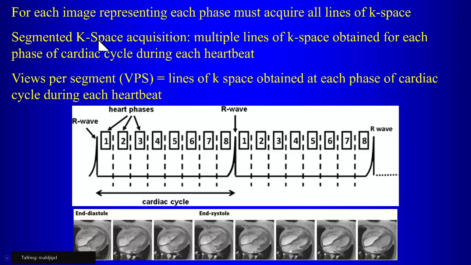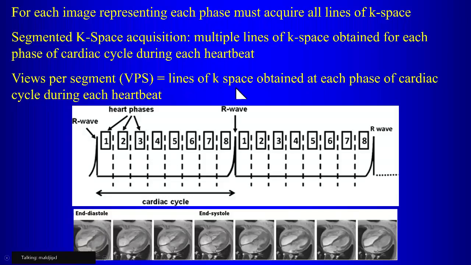Okay? So how do we do this? This is called a segmented K-space acquisition. Multiple lines of K-space are obtained for each phase of the cardiac cycle during each heartbeat. So during this one single heartbeat, we will acquire multiple lines of K-space for this phase, same for this phase, for this phase, for this phase.